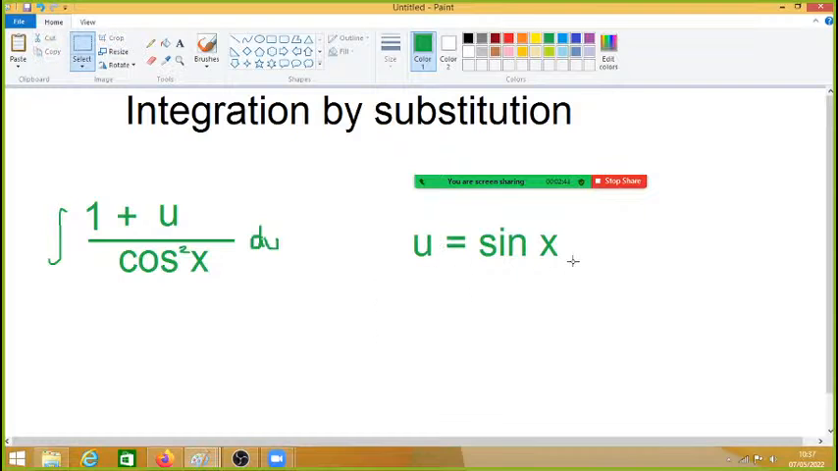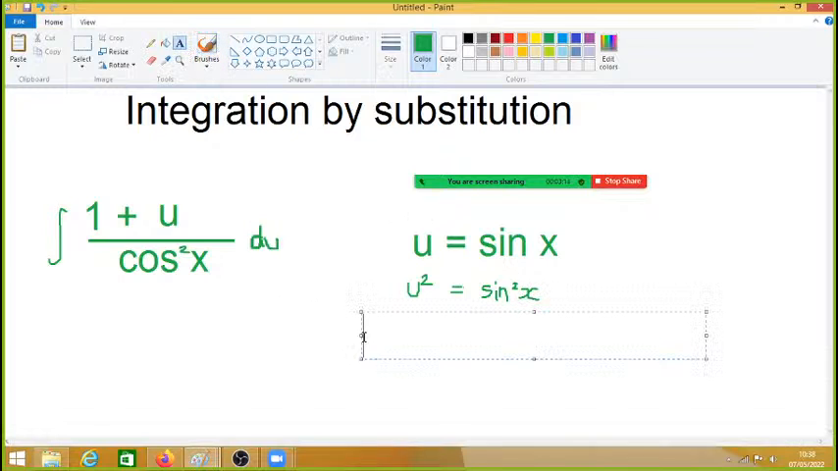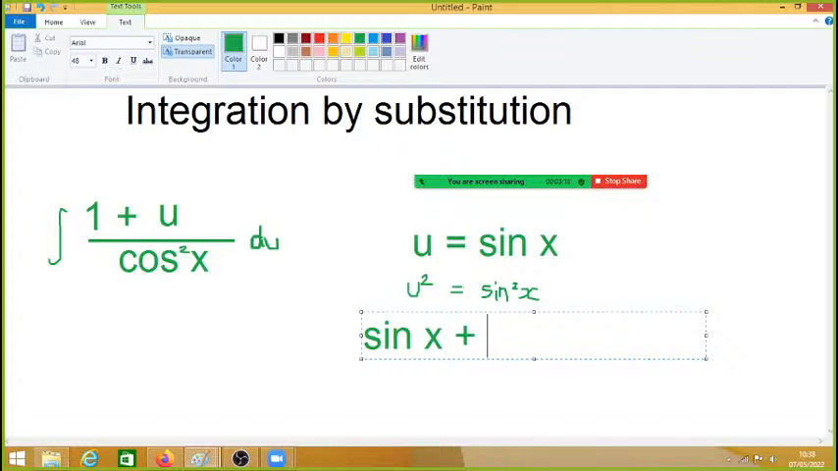So you go back to u equals sine x and just think, how can my sine squared plus cos squared help me here? Sine squared plus cos squared is equal to 1. So first of all, let's square both sides. So you get u squared is equal to sine squared x. And then remember that sine squared plus cos squared is equal to 1.